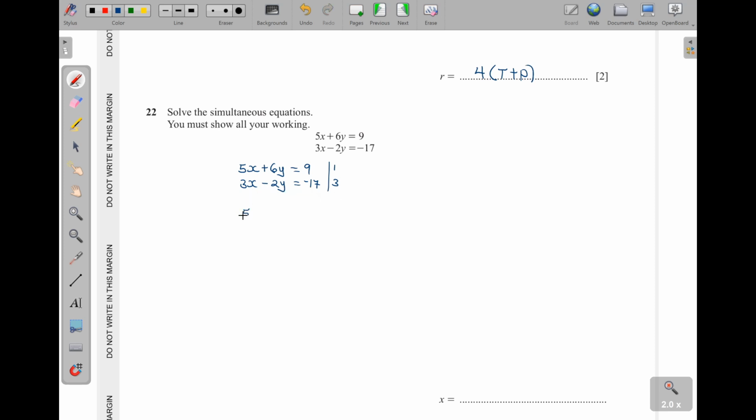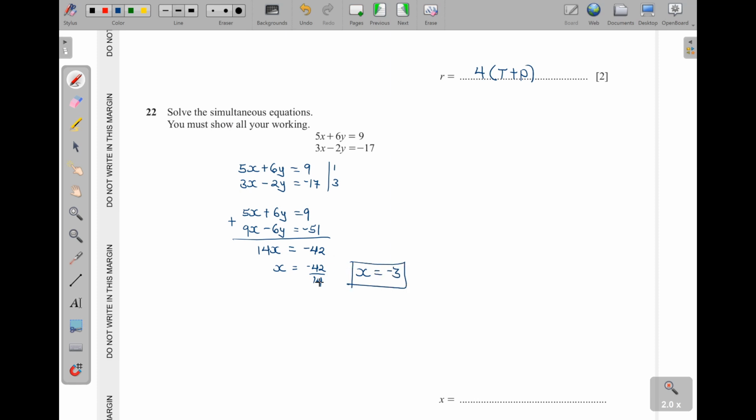So when we multiply, of course, the upper one remains 5x plus 6y, which is equal to 9. And then down, when you multiply all through by 3, that is 9x, then minus 6y, which is equal to negative 51. Now, here, since the signs are different for y, then we are going to add. When the signs are different, you add. When the signs are the same, then you subtract. So when we add, here we shall get 14x, and then here we shall get negative 42. So meaning if I want to get x, it will be negative 42 divided by 14. So our x then becomes negative 3.